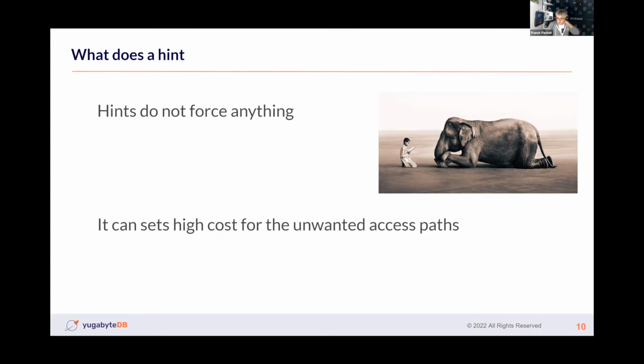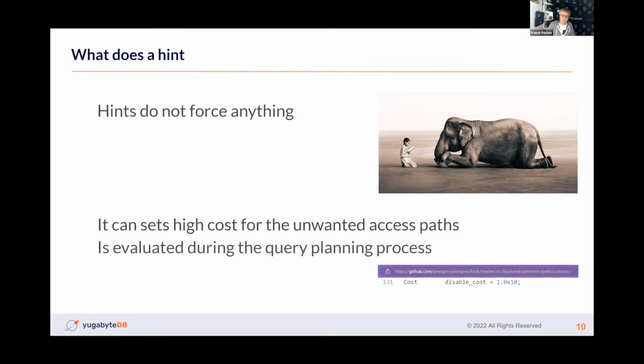So yeah, I see in the chat, not force, more like an advice. But yeah, it puts high cost, and then that means that if the plan that you want is possible, it will be taken. But if it's not possible, another one will be taken with high cost. But if there is no other possibilities, it will come with a plan. And if you look at the Postgres code, you will see that this artificially big cost is there as a constant.